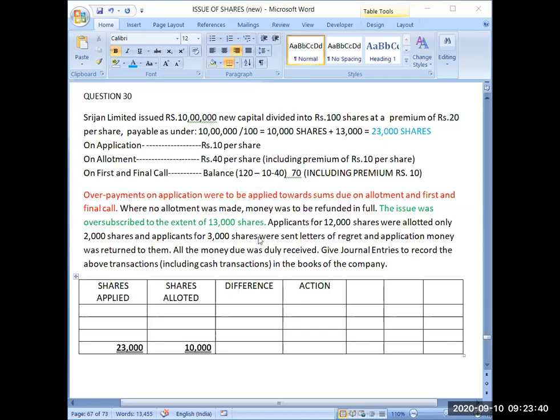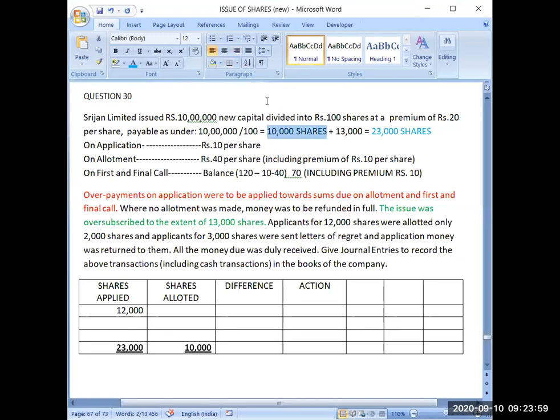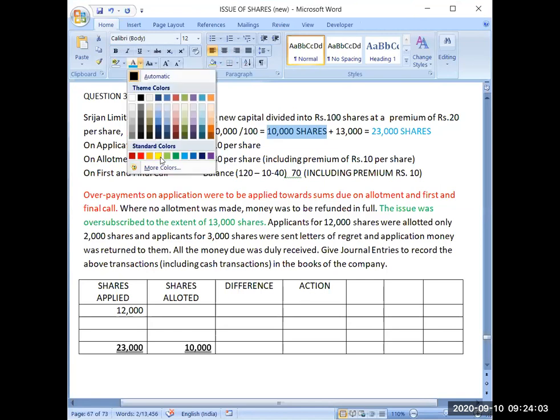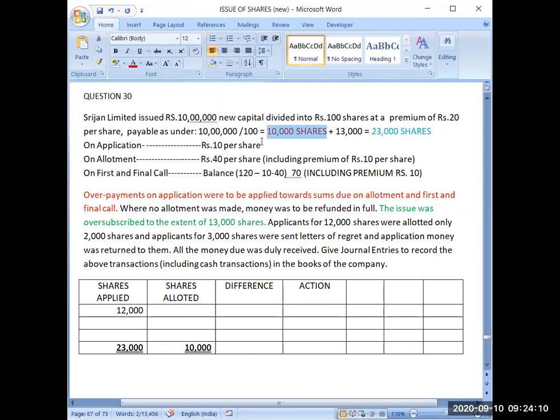Read the question further. 12,000 shares were allotted 2,000 shares. So applied is how much, 12,000 or 10,000? See, one query is there. How has this 10,000 come? See how many shares you have issued. You have issued only 10,000 shares, so you will be able to allot only 10,000 shares. When you are issuing 10,000 shares, you cannot allot more than 10,000 shares. Whatever applications you are getting, that doesn't matter. Yesterday I told this point and we have practiced it in class also. So 12,000 shares have been allotted 2,000 shares. That I will write here.